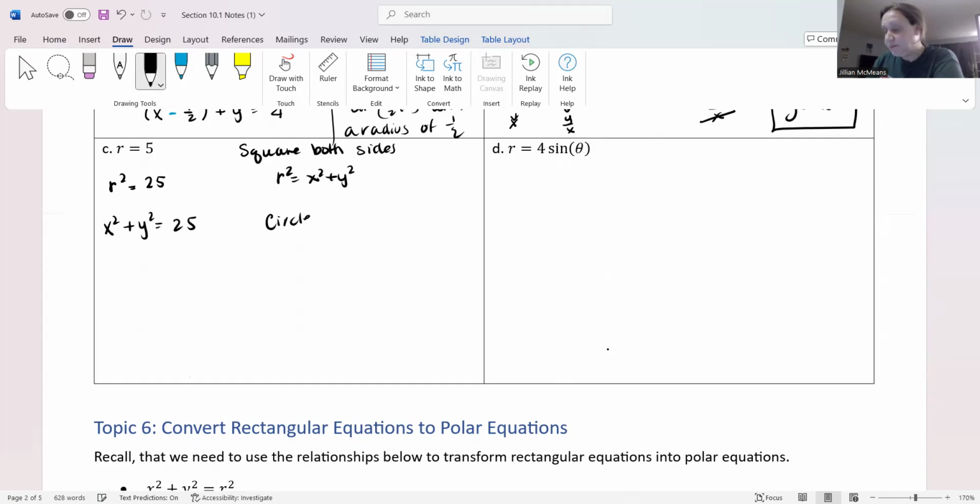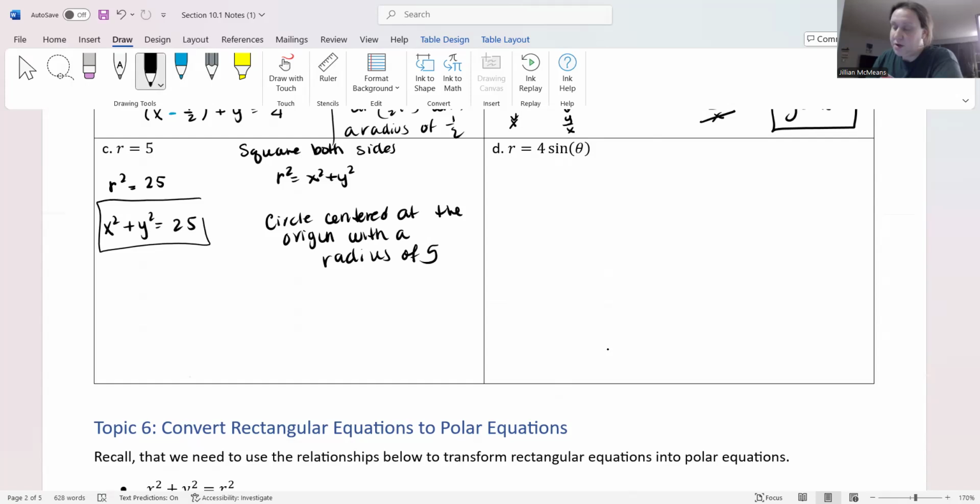This is a circle centered at the origin with a radius of 5. And that should sort of make sense. Okay, we have R equals 5. What does that mean?